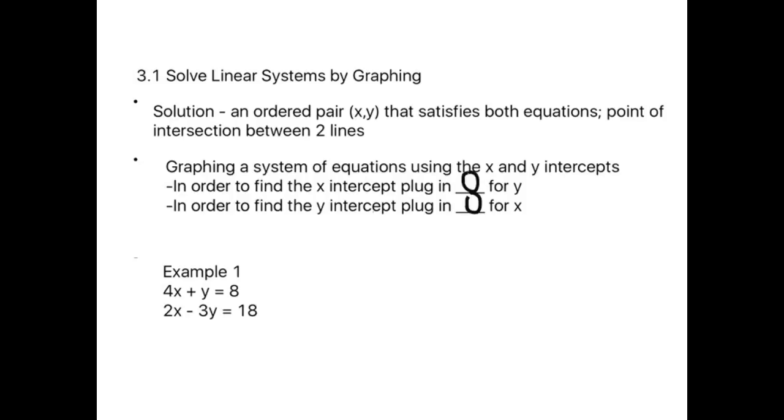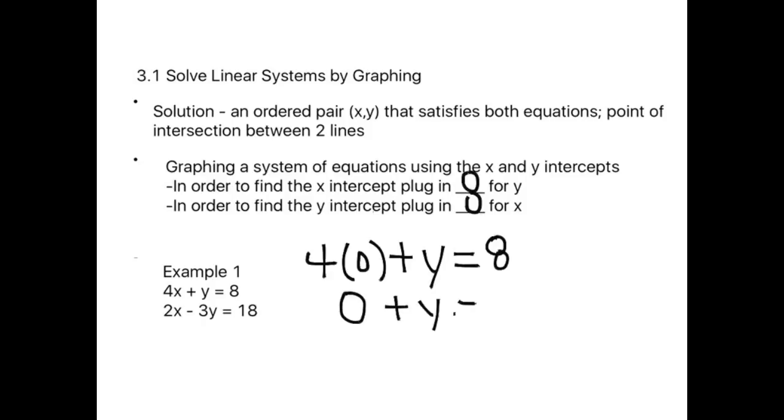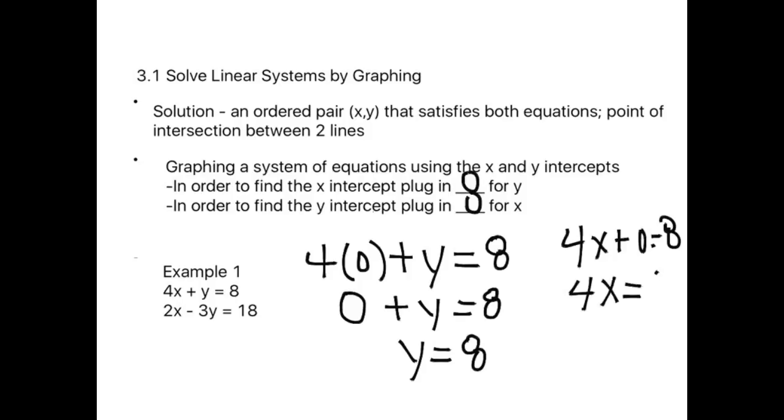Okay, so first you're going to plug in the 0 for the x value on this equation. To solve for that, you would rewrite the equation, and you get y equals 8. And then you would plug in 0 for the y in order to find x. So you would get 4x equals 8, and divide by 4 on both sides, so x would equal 2.